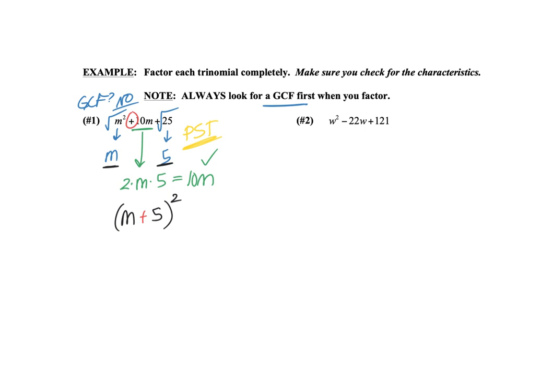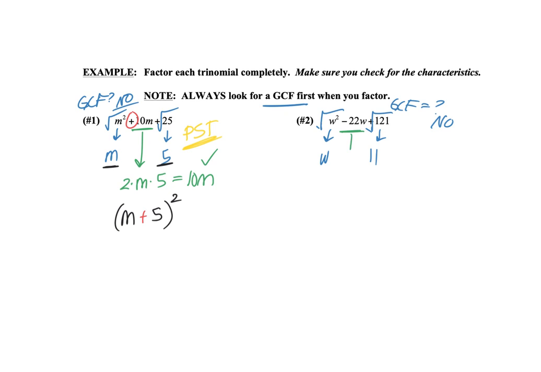What about number 2? Again, I'm going to start by asking, is there a GCF? What do you guys think? Nope, no GCF. So then I'm going to check my first and last term. Is my first term a perfect square? Yep, square root of w squared is w. Is my last term a perfect square? Yep, square root of 121 is 11.